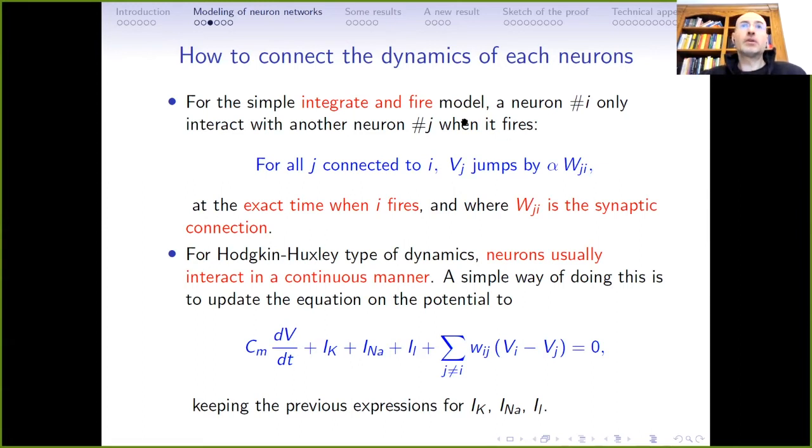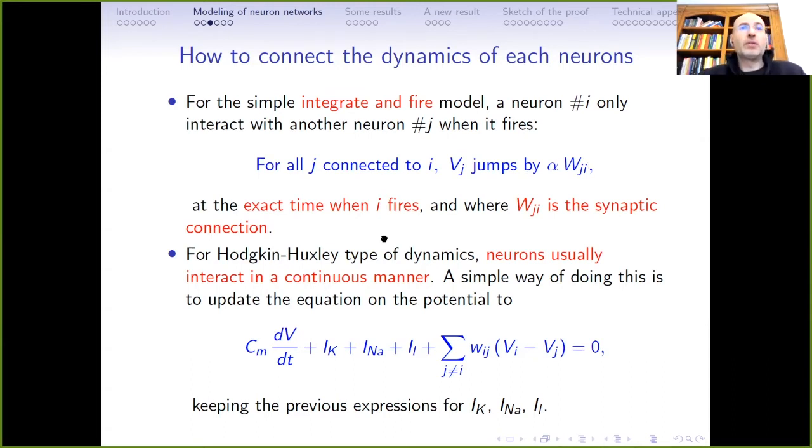So when neuron i fires, you look at all the neurons j that are connected to i, and you increase the membrane potential Vj by some quantity alpha times the connection weight. And the connection weight could be positive if neurons are reinforcing each other, or negative if one neuron can try to inactivate another neuron.